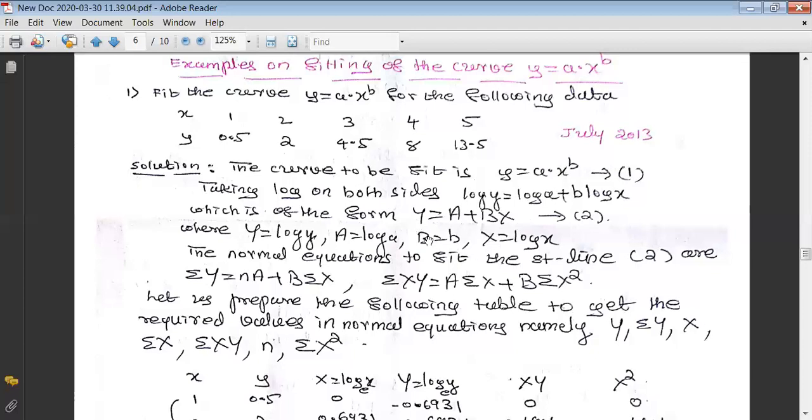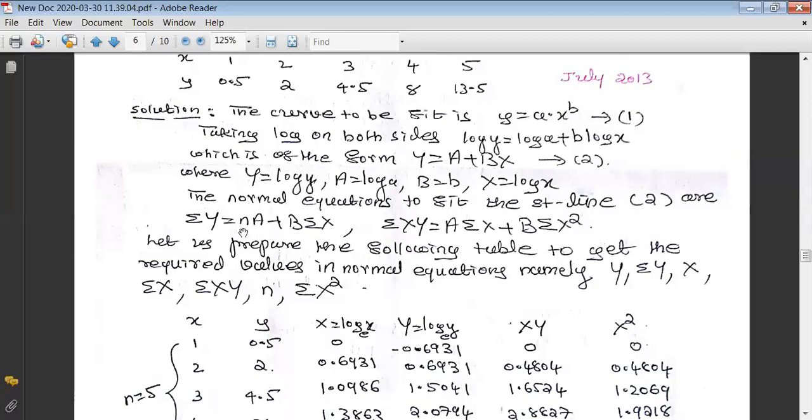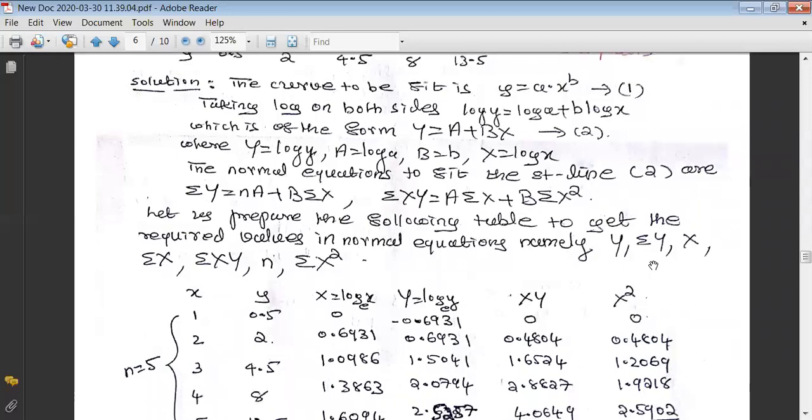So we multiply both sides by capital X. Then if you take the summation, this will be the second normal equation we are going to get. Once you look at the requirement of the normal equations, which are namely summation of capital Y, summation of capital X, summation of capital XY, small n, and summation of capital X square.